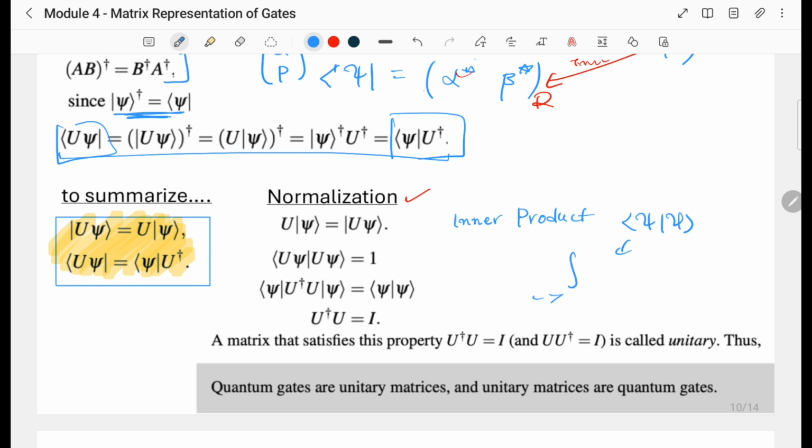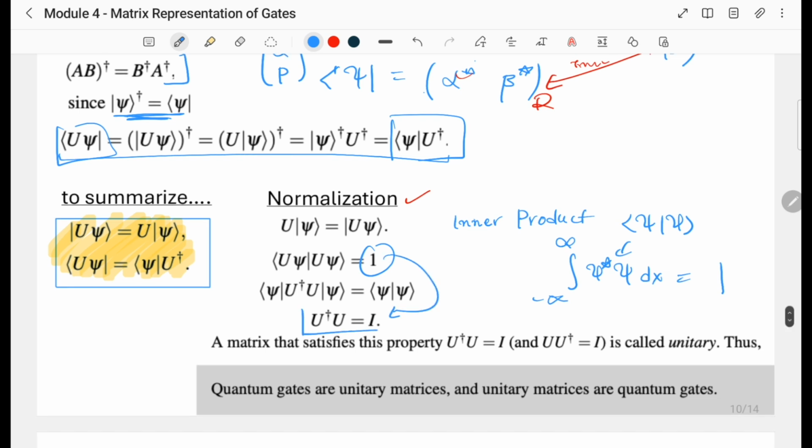If I try to open it, this is over all space, psi star, psi, d of whatever, because it's over all space, or if you want to take it in one dimension, and this probability should be equal to 1, and this is what we obtain. Or if we want to write the matrix form, the 1 is represented as the identity matrix. This is what we expect.